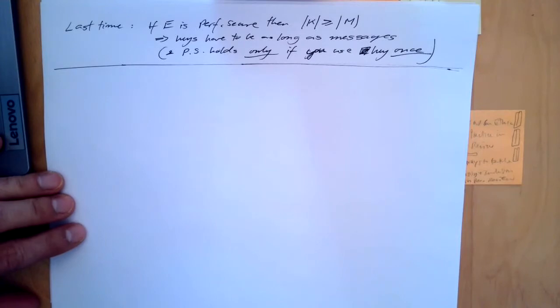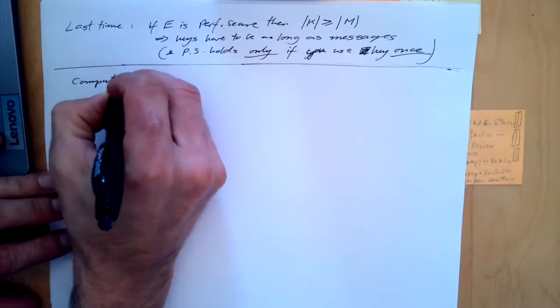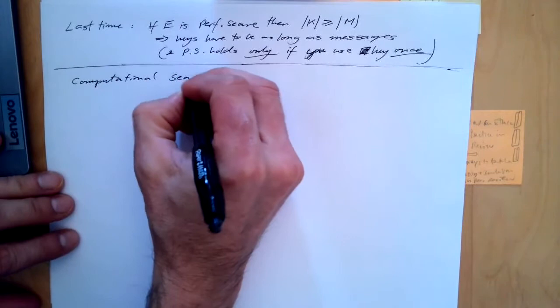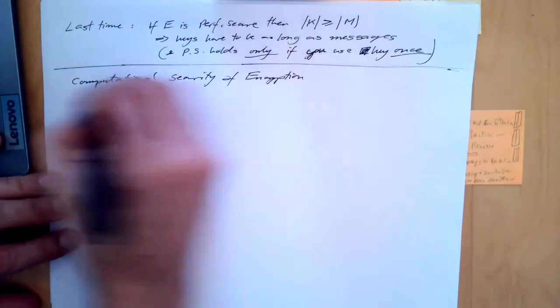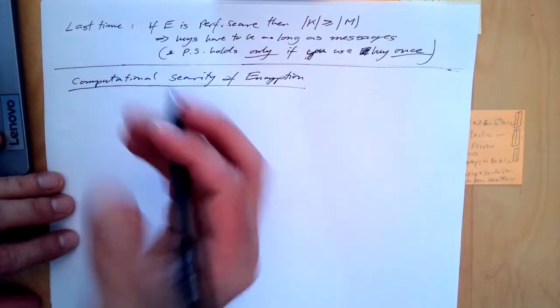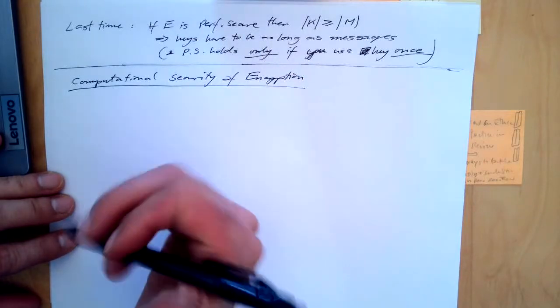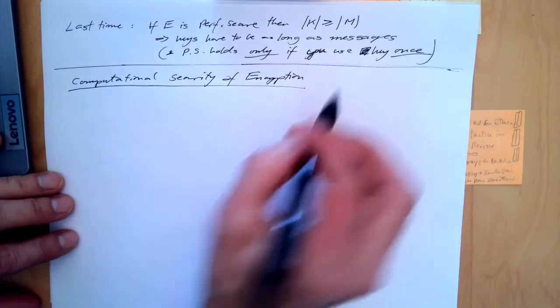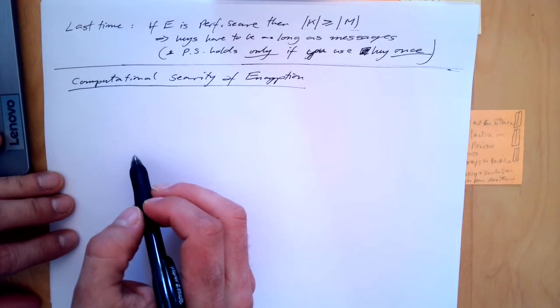So that's where the notion of computational security of encryption takes its beginning. The idea is how to relax this notion of perfect security so that it's still meaningful, but it allows us to go over this bound. So the keys can be 100 bits, but we can encrypt megabytes and gigabytes with them.